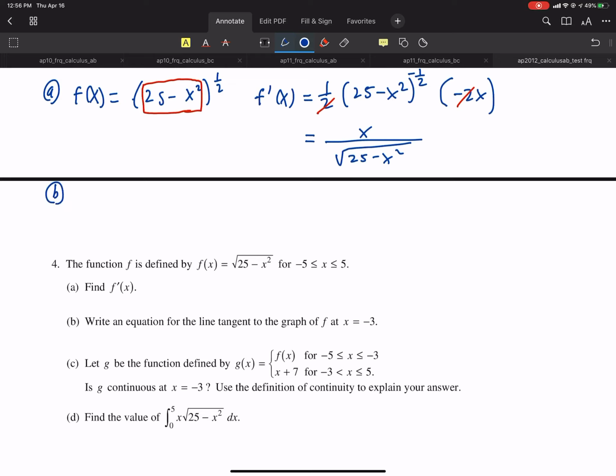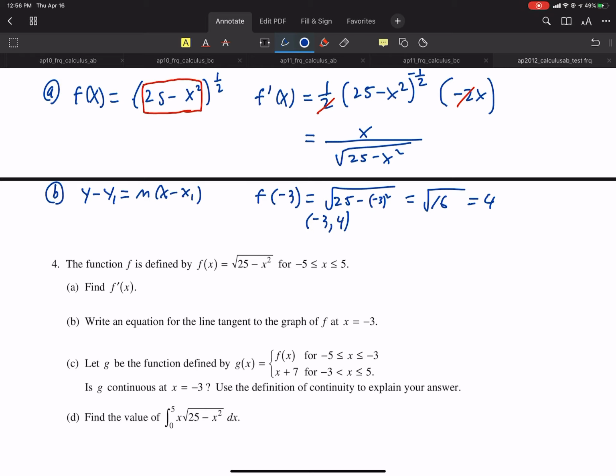Part B. You should all know, if you want the equation of any line, automatically you have this. So all we need to find is x1, y1, and the slope, and we have the equation of the line. So how do we find the y value, y1? Well, we find the function evaluated at -3, which is 25 minus 9, 16, which is 4. So we have x1, y1.